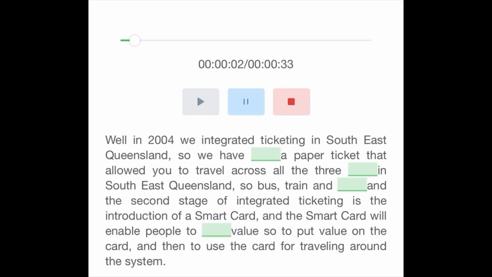Integrated ticketing. Well, in 2004, we integrated ticketing in Southeast Queensland. So we introduced a paper ticket that allowed you to travel across all three modes in Southeast Queensland. So bus, train, and ferry. And the second stage of integrated ticketing is the introduction of a smart card. And the smart card will enable people to store value, so to put value on the card, and then to use the card for traveling around the system.